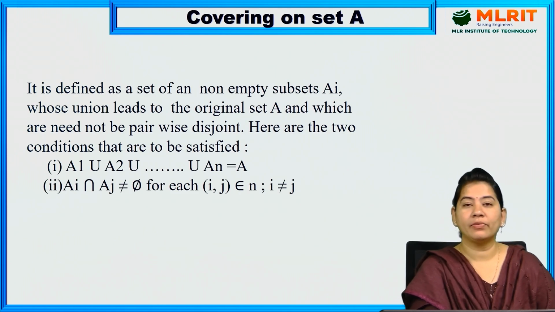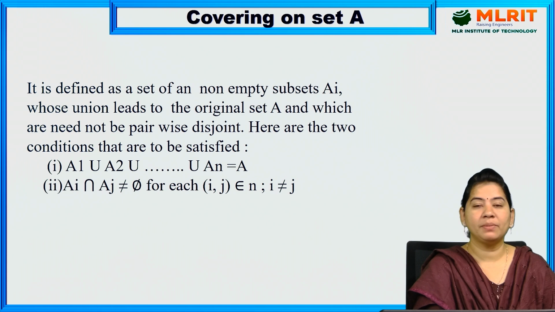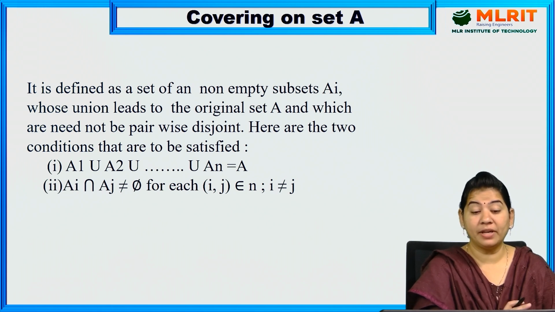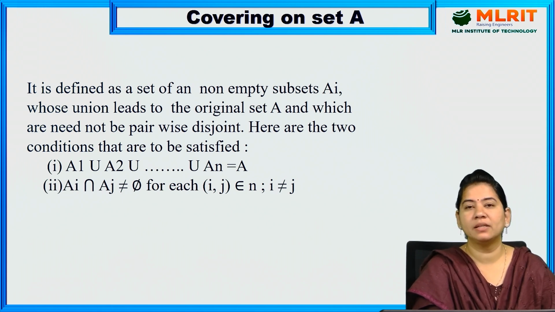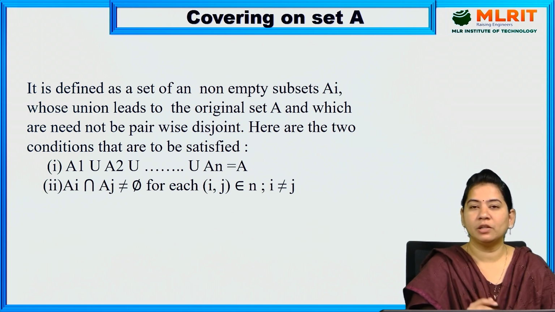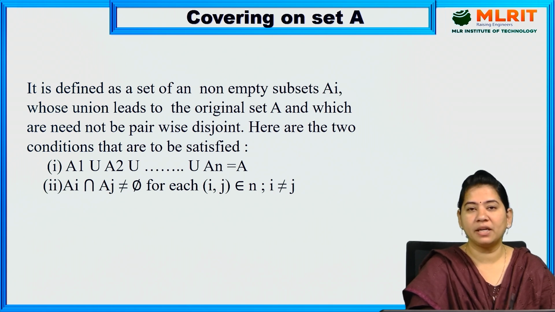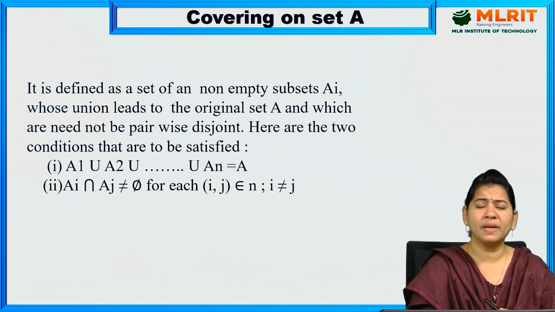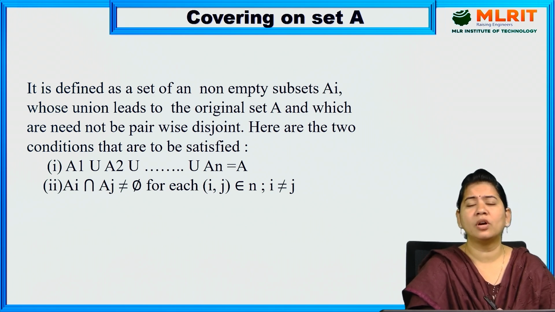Next we have covering on set A. What is meant by covering here? The difference between covering and partition set is that in the partition set we have two conditions to satisfy. First, whenever you apply the union, you should get the original set. The same thing holds in the covering set: whenever you apply union between the subsets, you should get the original set. In the second condition of the partition set, if you apply the intersection, you should get phi, which means you should not get any common element.